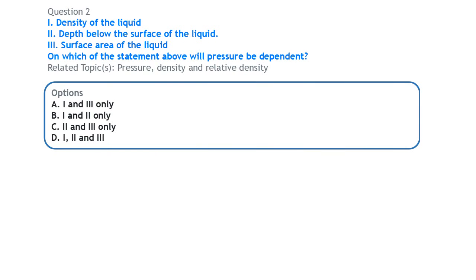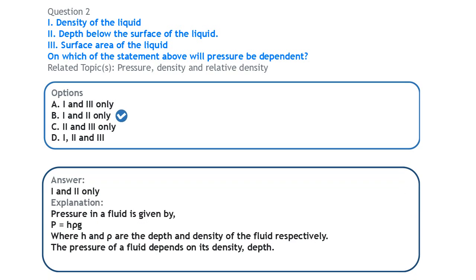Next question: on which of the statements above will pressure be dependent? The pressure in a liquid is given by H rho G, where H here is the depth of the fluid or the liquid, rho here is the density of the liquid, and G here is the acceleration due to gravity. So if you look at this and relate it to what we have here, density of the liquid, that is correct. Depth below the surface of the liquid, that is also correct. The H here would mean the depth of that liquid.